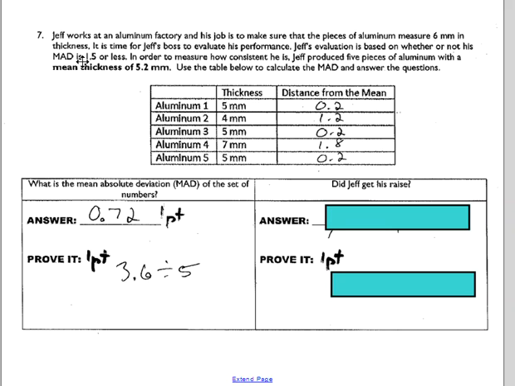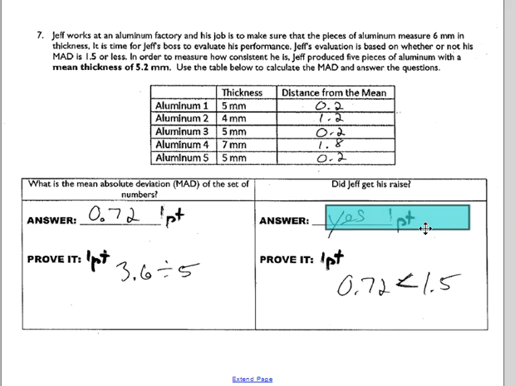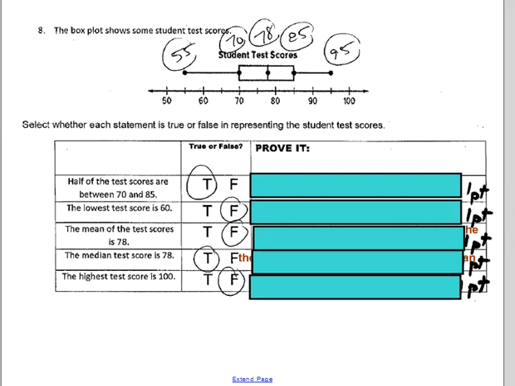Then you had to make sense of the problem because he gets his raise if his MAD is 1.5 or less. Well, if you look at that 0.72, 72 hundredths, that is less than 1.5. So he does get his raise. Okay, he was doing a good job. So the raise should be the reward for that.